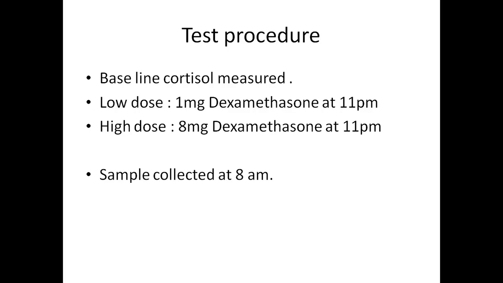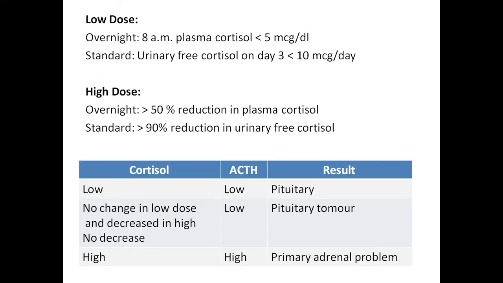In a low dose dexamethasone suppression test, we give 1 milligram of dexamethasone, usually given at night at 11 p.m. If we are doing a high dose dexamethasone suppression test, we give 8 milligrams of dexamethasone at 11 p.m. Then at 8 o'clock in the morning, we collect a sample from the patient for estimation of ACTH and cortisol.